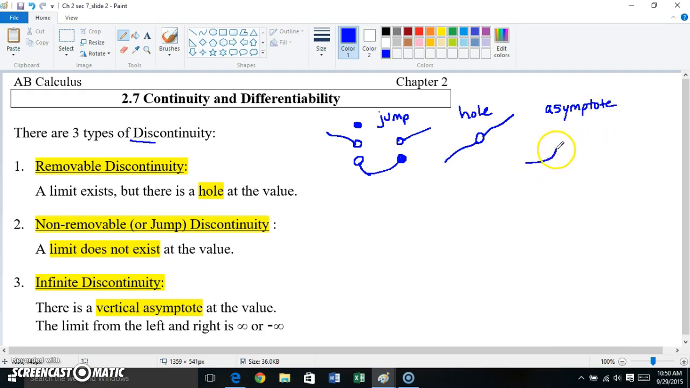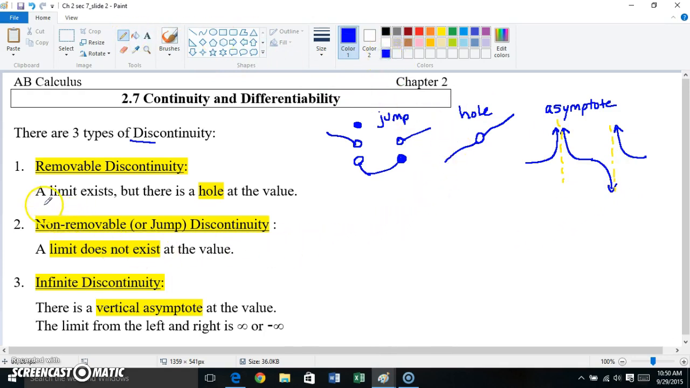And the last one is an asymptote. So we could have a graph that has a vertical asymptote, or more than one vertical asymptote. Okay, so these are the types of discontinuity that you could have.